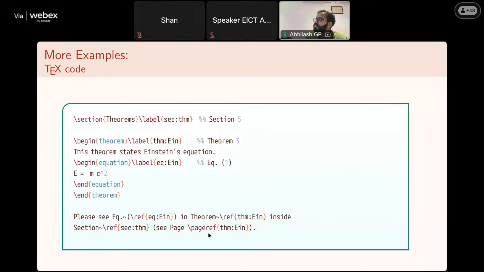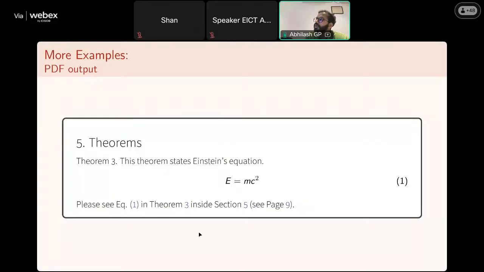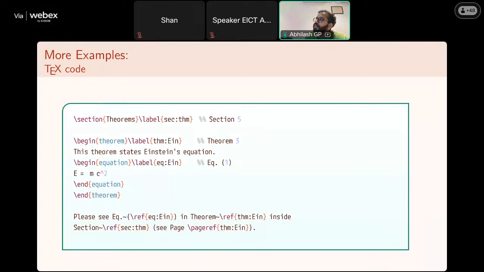So that command is pageref. It is an additional feature of the ref command. It will not generate the object counter, but the page count. So if the object is placed inside page 9, it will go to the 9th page of the document. So those are the examples of cross references like section, begin theorem, and equation.